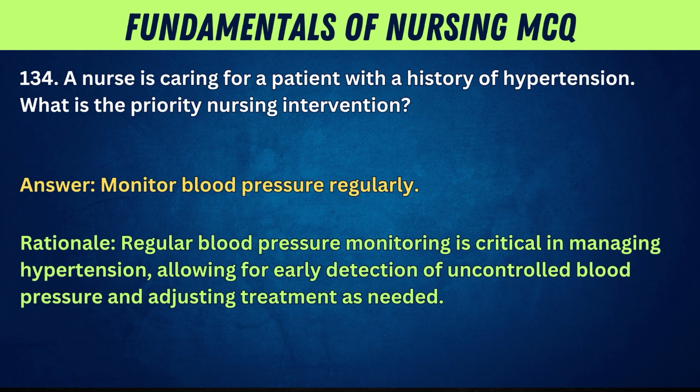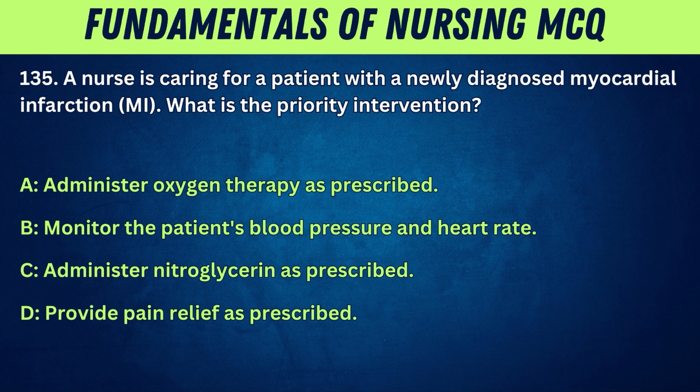Answer: Monitor blood pressure regularly. Rationale: Regular blood pressure monitoring is critical in managing hypertension, allowing for early detection of uncontrolled blood pressure and adjusting treatment as needed. 135. A nurse is caring for a patient with a newly diagnosed myocardial infarction, MI. What is the priority intervention?